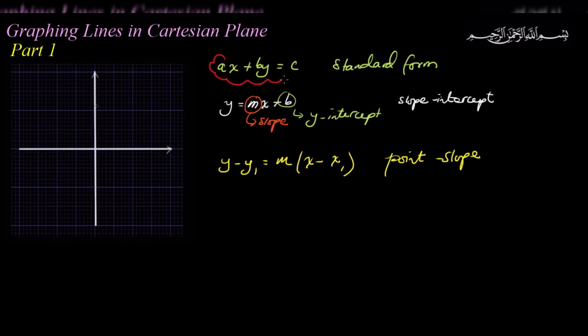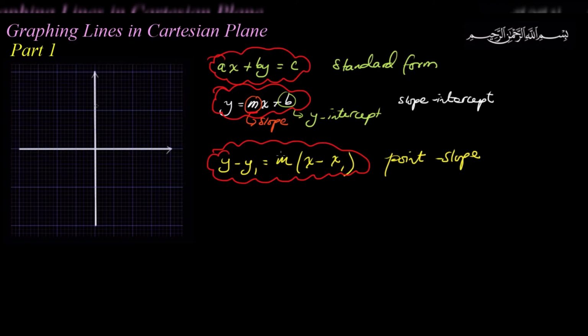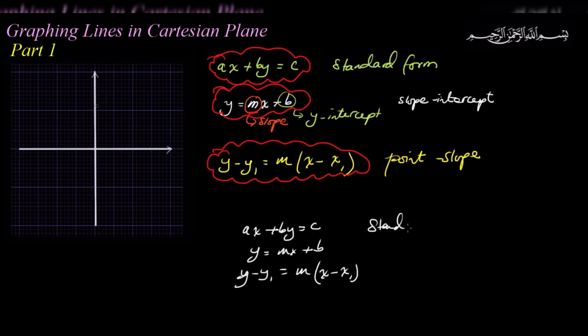So this is the standard form of writing a line. This is the more popular slope-intercept form, because it gives you the slope and the y-intercept. And this is the very useful point-slope form. So the first thing to do is to memorize them. Oftentimes when I teach the class, I just tell the students to write this: ax plus by is equal to c, y is equal to mx plus b, and y minus y1 equals the slope times the quantity x minus x1, and tell them that this is the standard form and this is the slope-intercept form.